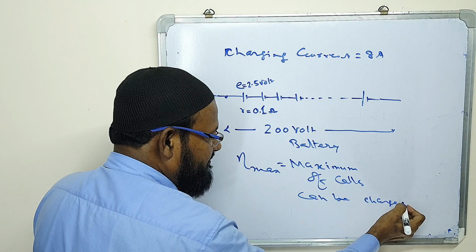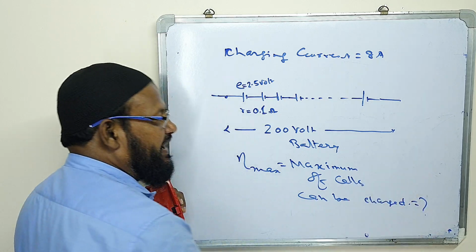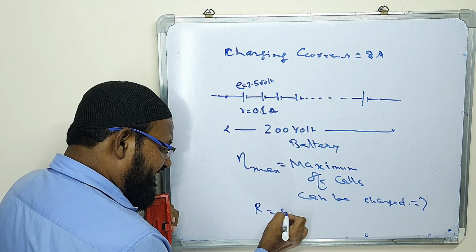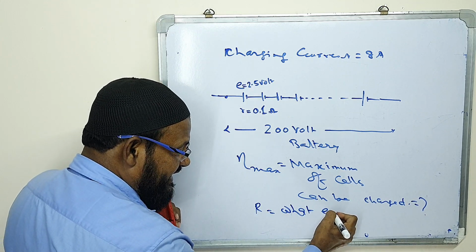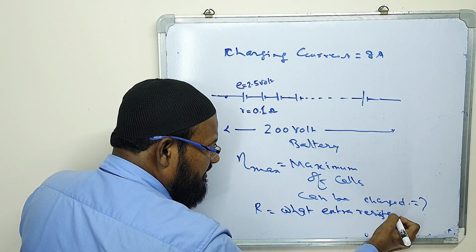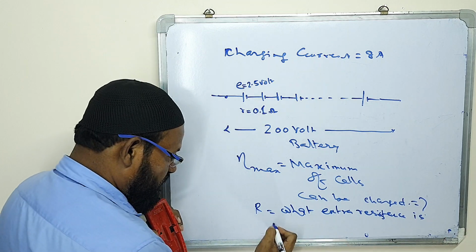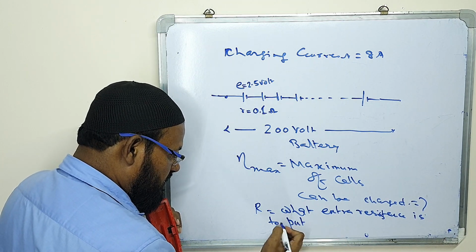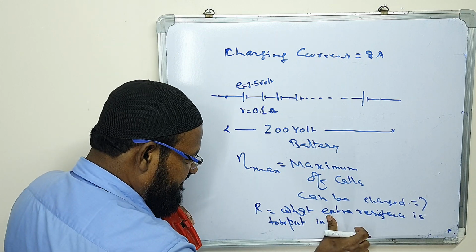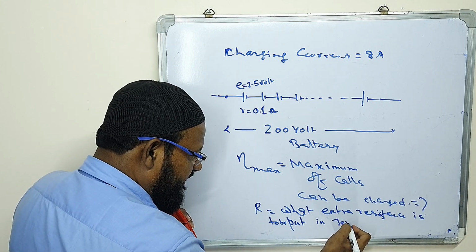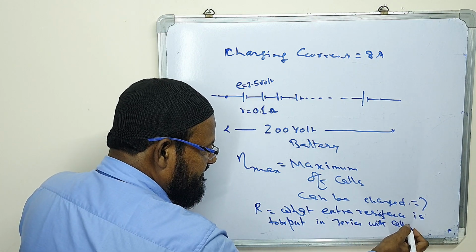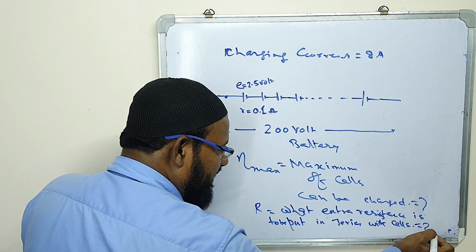This is the first part, the first question, N max. The next question is, what extra resistance is to be put in series with the cells? This is the second part. Please be careful.